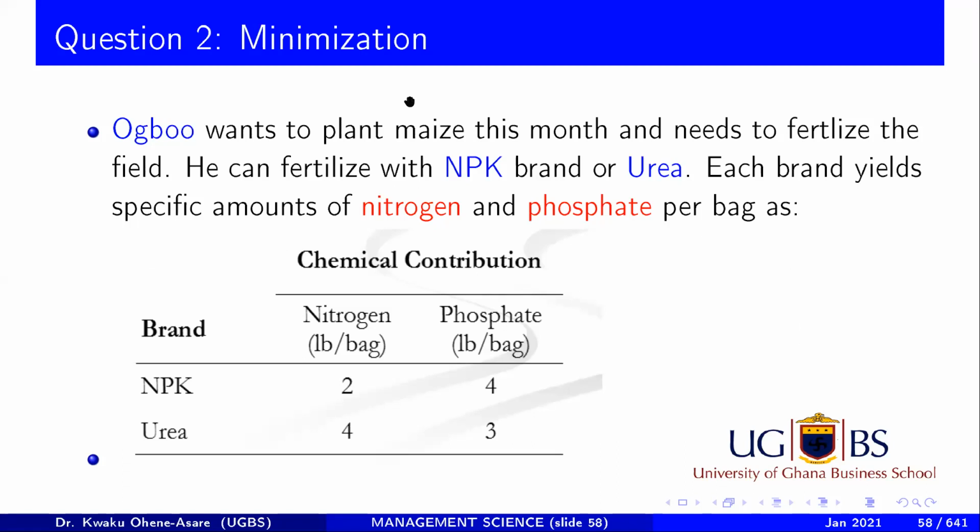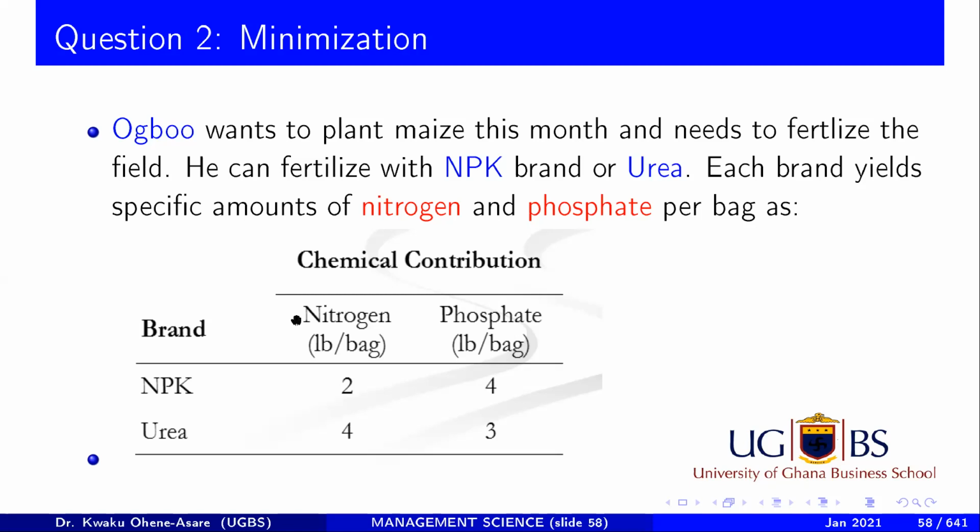I think it is the nitrogen and urea. It's not a nitrogen. Yes, the NPK and urea. NPK and urea. These ones are the ones that have got costs associated with them.